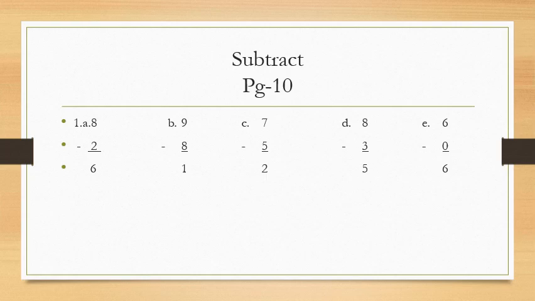Now children, next part D. 8 minus 3. Here you have to subtract 3 from 8. So when you subtract 3 from 8, you will get answer as 5. Now children, look at the next part E. 6 minus 0. So when you subtract 0 from 6, you will get answer as 6.